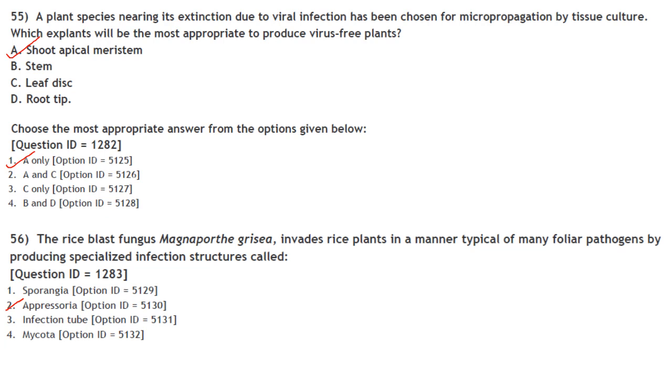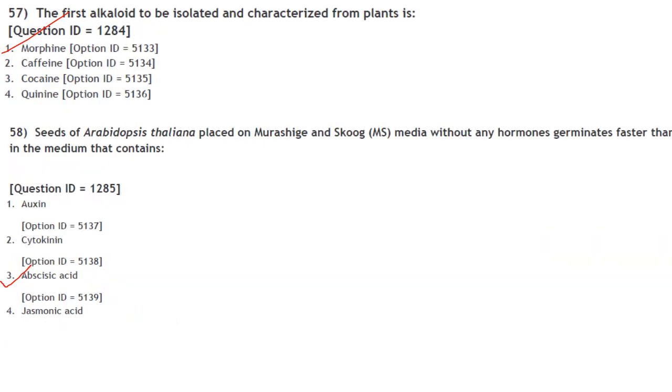Then next one. The rice blast fungus Magnaporthe invades rice plants in a manner typical of many foliar pathogens by producing specialized infection structures called appressoria. Answer is option 2. The first alkaloid to be isolated and characterized from plant is morphine. Answer is option 1. Then next one.